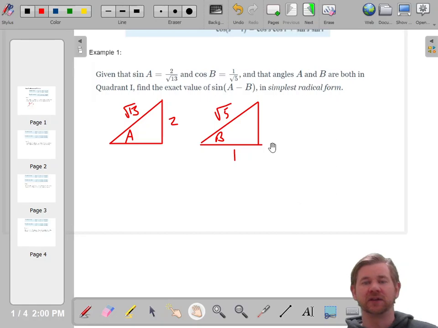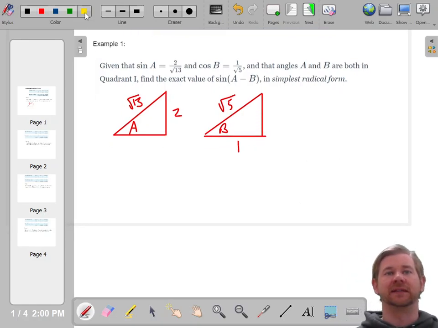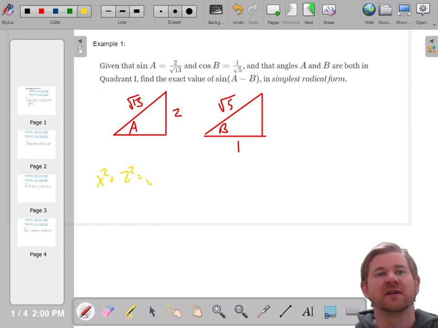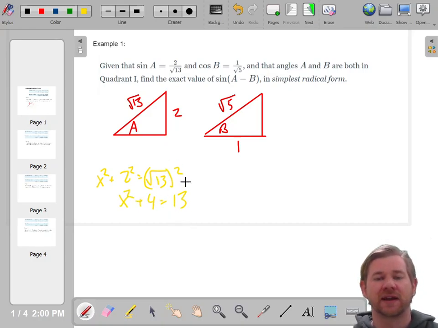So the first thing we need to do is, let's do some Pythagorean theorem here, and I'll just call this x. So x squared plus 2 squared is radical 13 squared. Well, that would be x squared plus 4, and when you square a radical, you just get the radicand. x squared is 9, so x is 3. Now I have the missing side there.